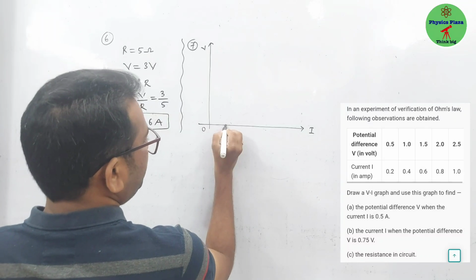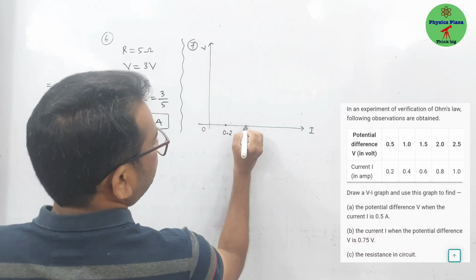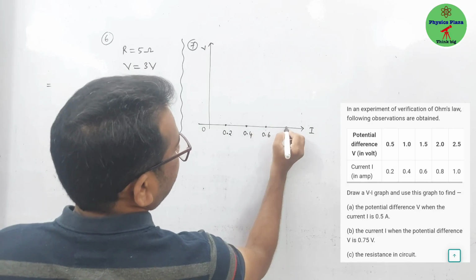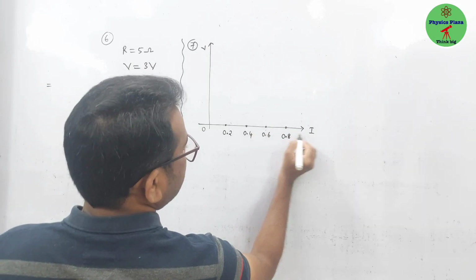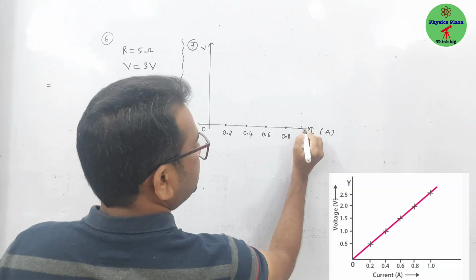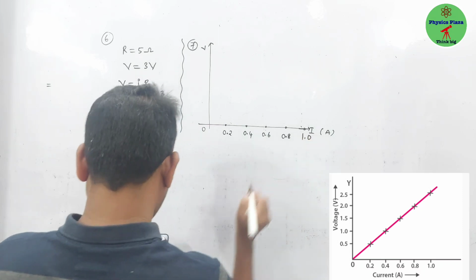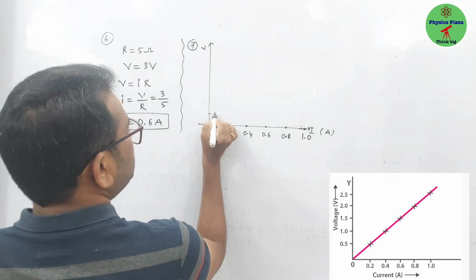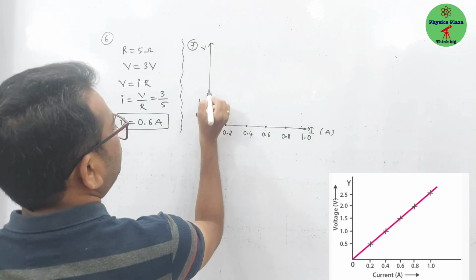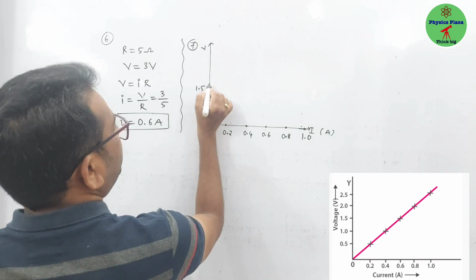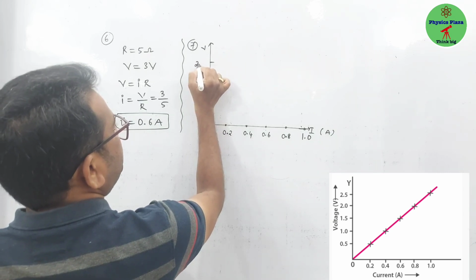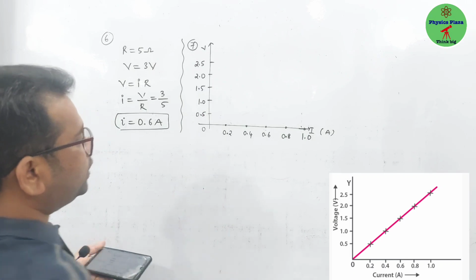Let us say 0, 0.2, 0.4, 0.6, 0.8. It is in amperes, children. 0.8 and 1, so let us say it is 1.0 ampere. Here the V values will be 0.5, this is 1.0, and here is 1.5, then 2.0, and this is 2.5. That's it, up to 2.5 is given.